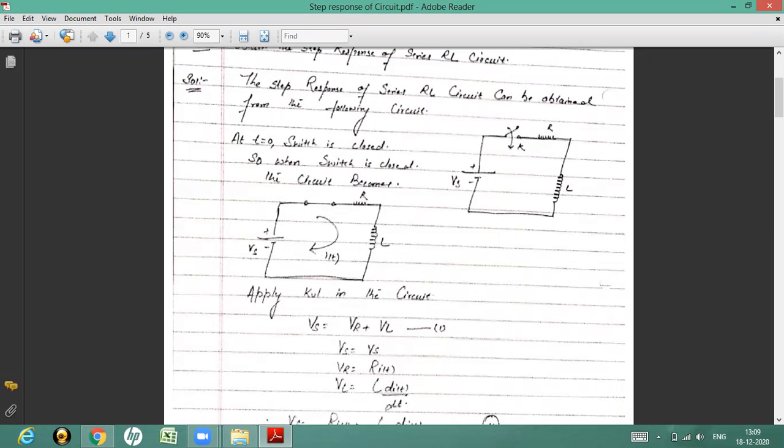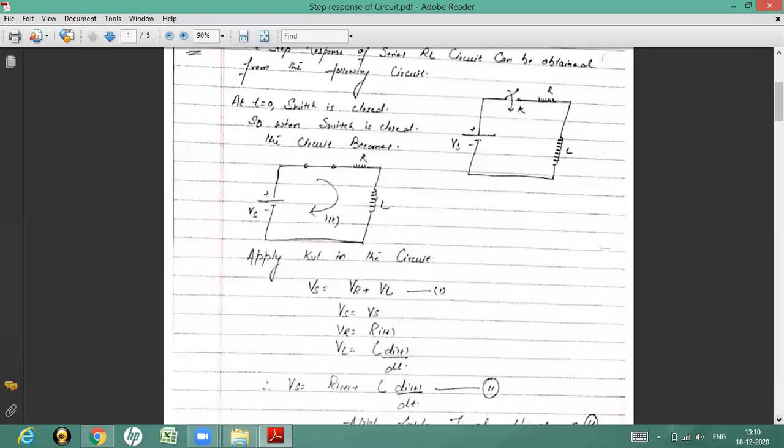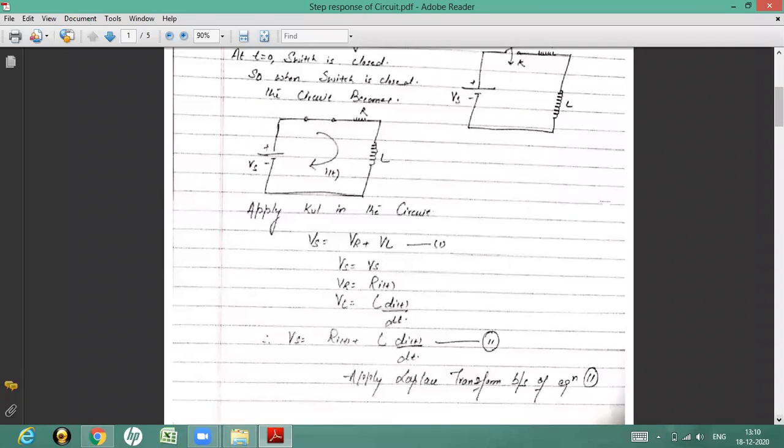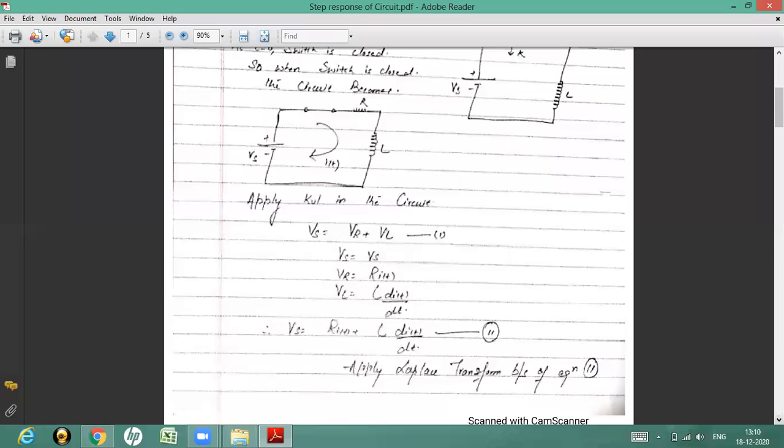And since we have all three variables, we can substitute them in equation number one. When you substitute these variables in equation number one, you can see that your supply voltage Vs is equal to R i of t plus L di by dt, and we have this equation number two. So for calculating the value of i of t, we have to apply the Laplace transform. So I can apply the Laplace transform in equation number two.